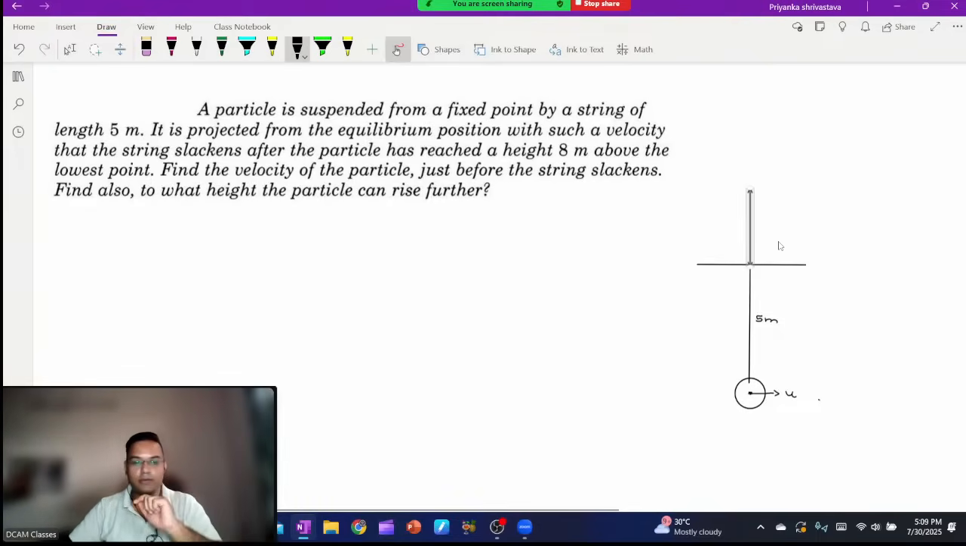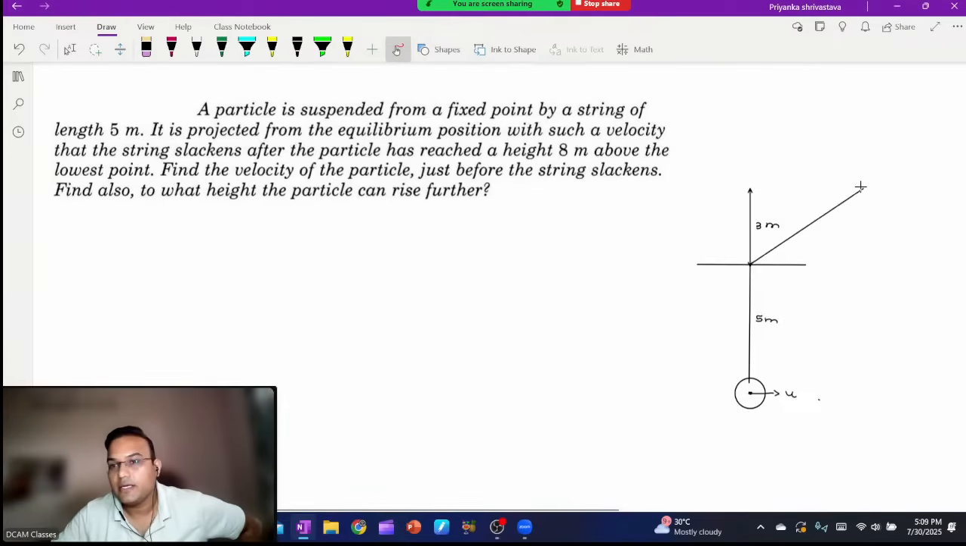Obviously, this height is less than the top point, if it is doing circular motion. That will be 10 meter, correct? But it's not 10 meter, so it will be somewhere here. Somewhere here, it will try to become slack. So it will be reaching up to here. But what you have considered is that velocity at this point will be 0. It's not 0, because it's reaching only up to some height. See what you have to focus on here.